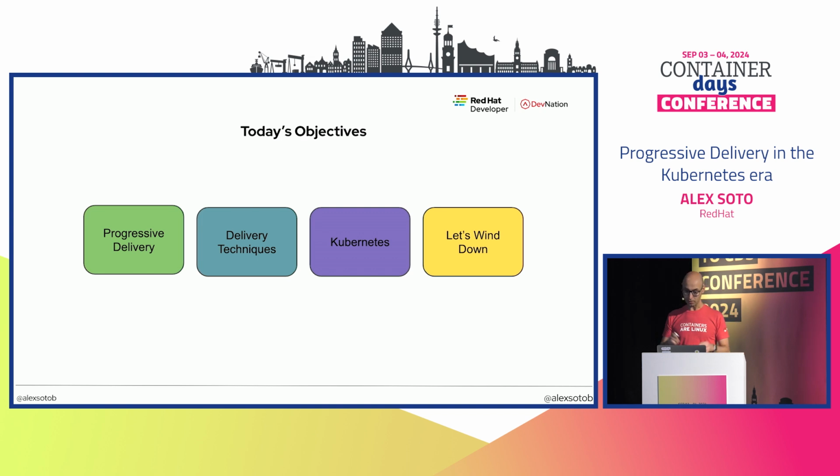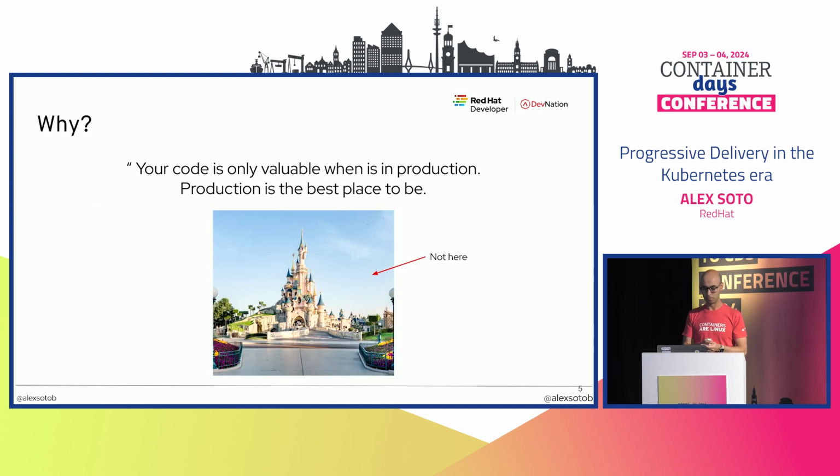Today, we're going to see why progressive delivery, and what progressive delivery is. We'll see some of the techniques that we can apply, because at the end, with progressive delivery, there are a lot of techniques. We're just going to see the more typical ones, then how to apply them in Kubernetes, and finally, some kind of wrap up.